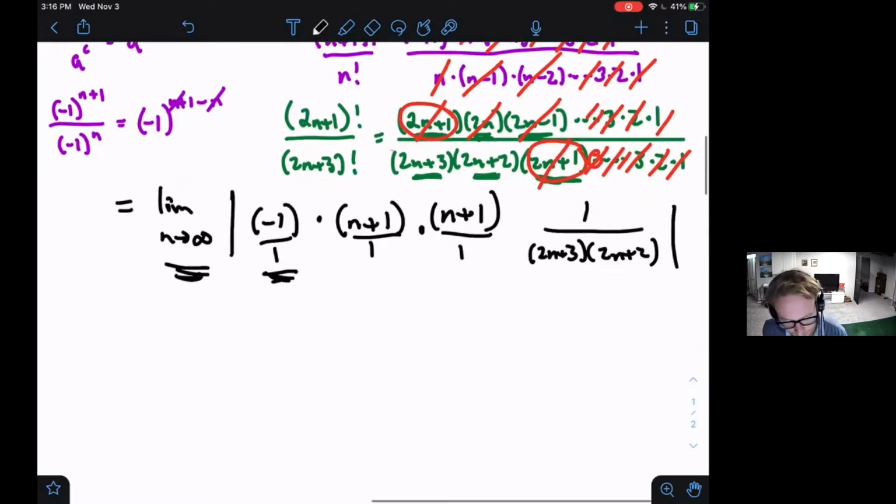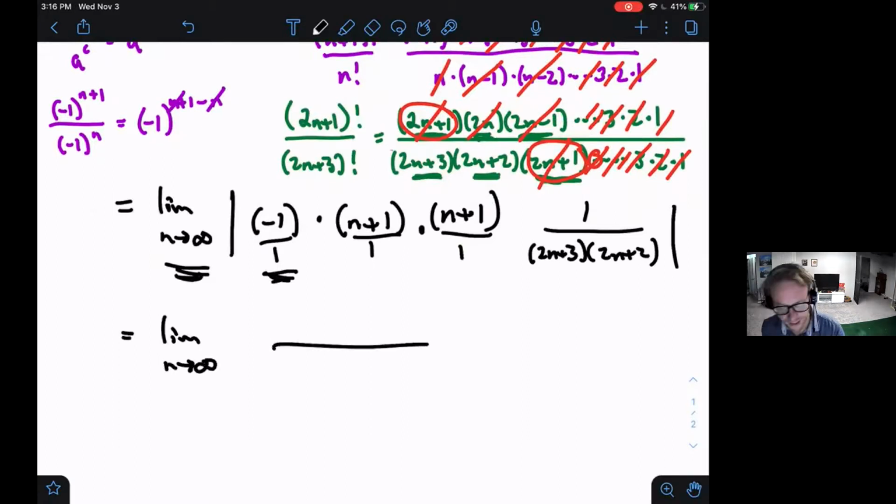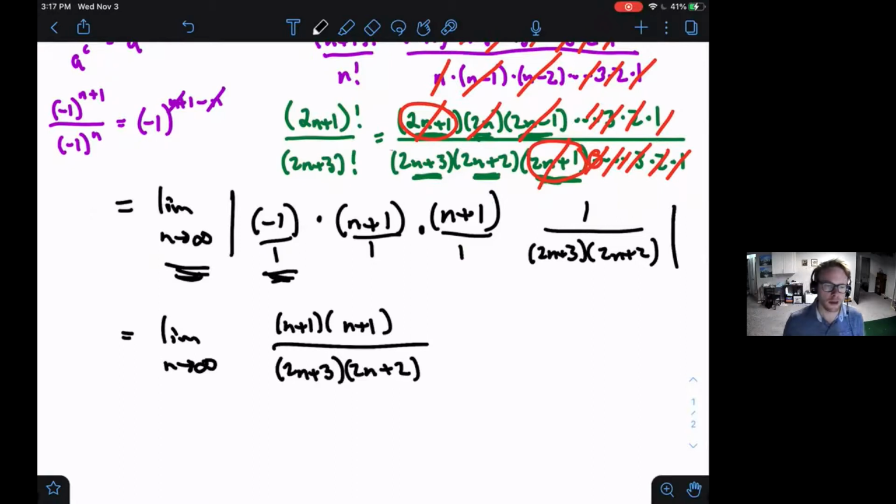And so let's go ahead and apply our absolute value here. And I'm going to simplify things down a bit more. So I'm going to write n plus 1 here, n plus 1. That's all the stuff in the numerator. And then in the denominator, I have 2n plus 3 and 2n plus 2. And so, yes, things have simplified down quite substantially now.